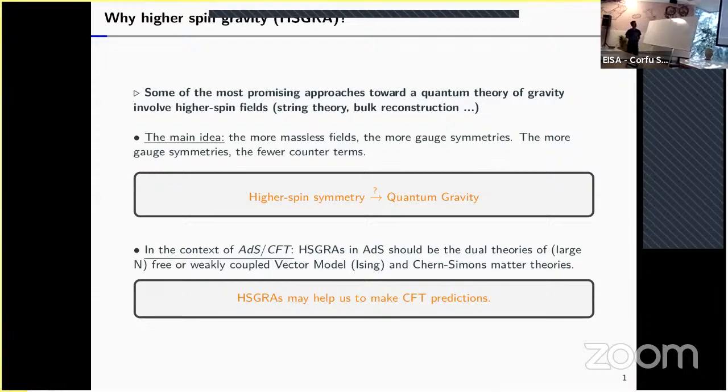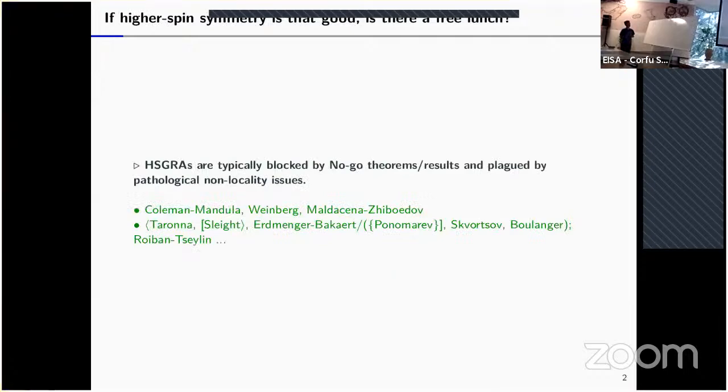And in the context of AdS/CFT, higher spin gravities in AdS should be the dual theories of some interesting conformal field theories, such as the Ising models and Chern-Simons matter theories that you heard many times in Jenya's talk. So in this sense, if you understand higher spin gravities, they may help us make CFT predictions, which is a good thing. Okay, so if higher spin symmetry is that good, is that a free lunch?